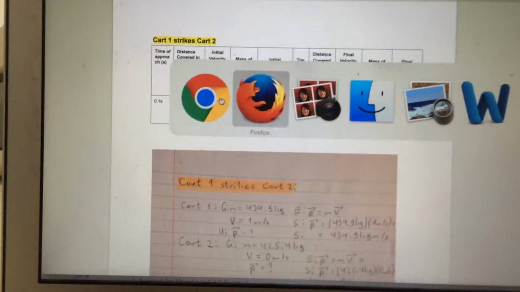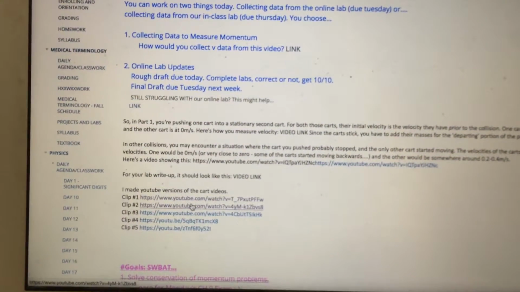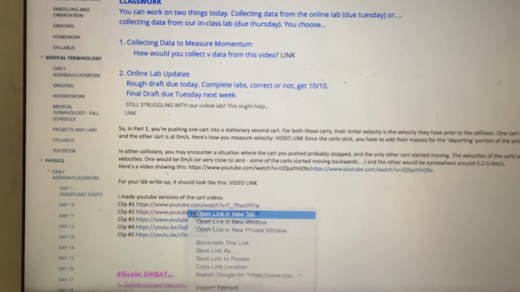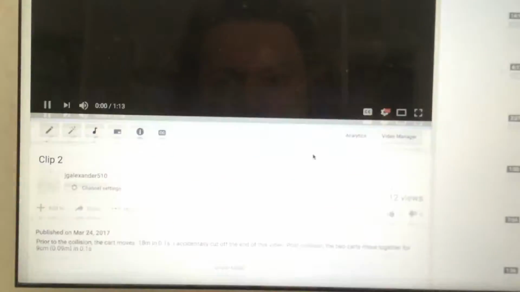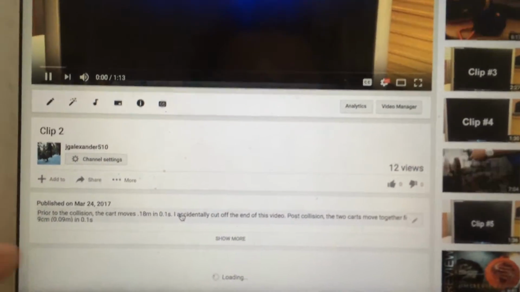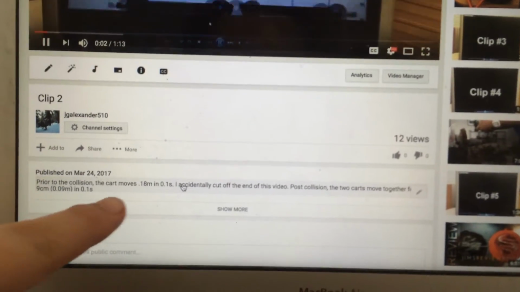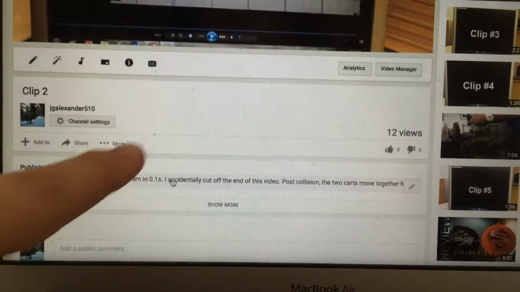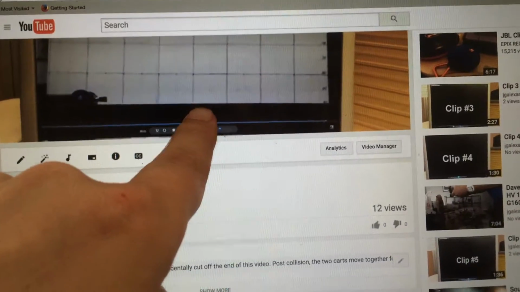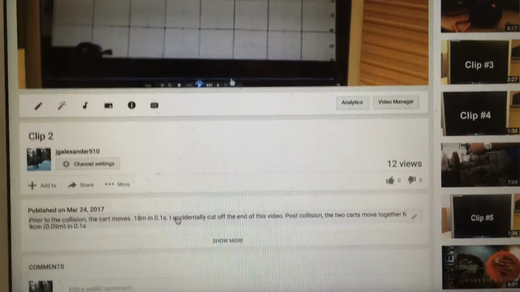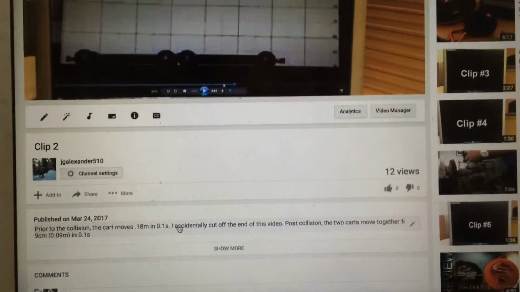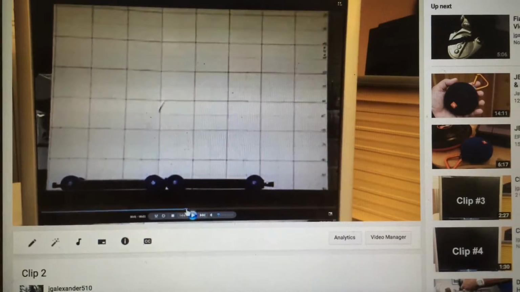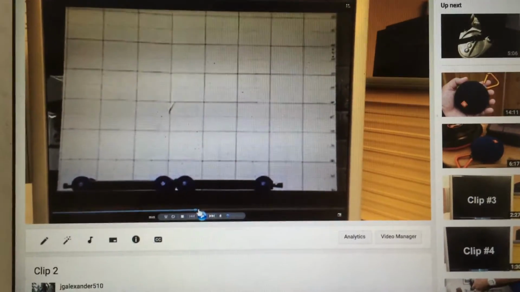I actually, on the video, on this clip 2, if we can open it up here, let's see if it loads. Good. So down here at the bottom, I actually explained how far the cart moves in 3 frames, or 0.1 seconds, before the collision, and then how far it goes post-collision. So you can take a look at that and see how I got that information if you're still stuck. If you're still stuck, it's been like a week and a half. It's a little late to be still stuck.